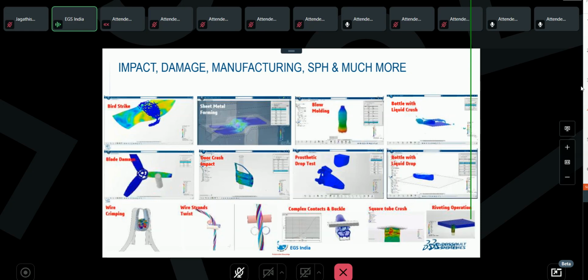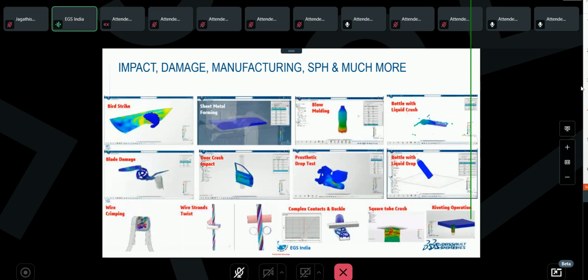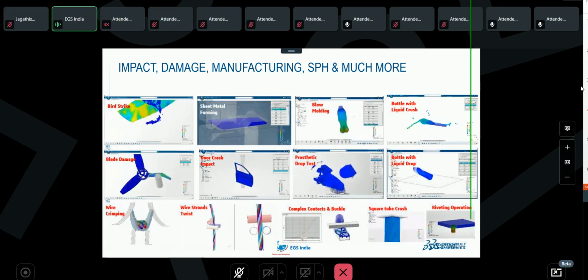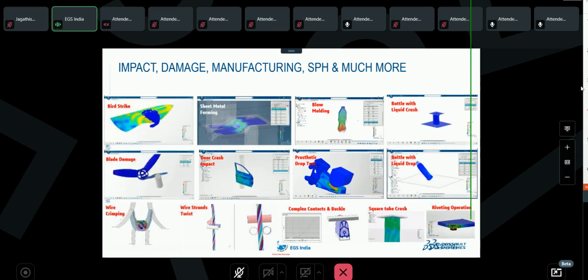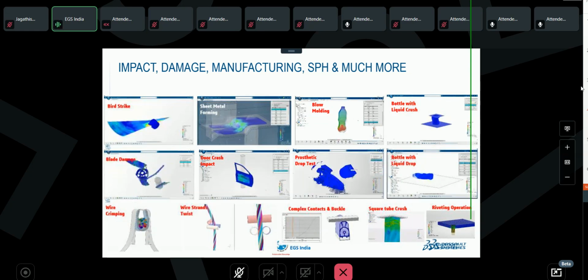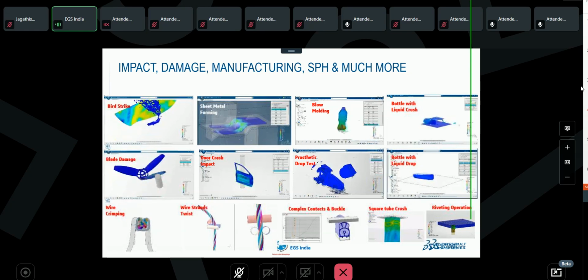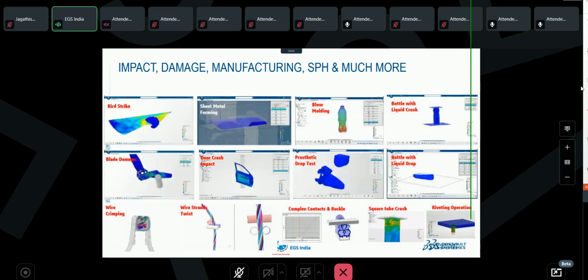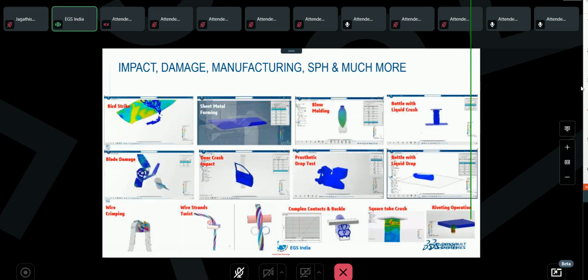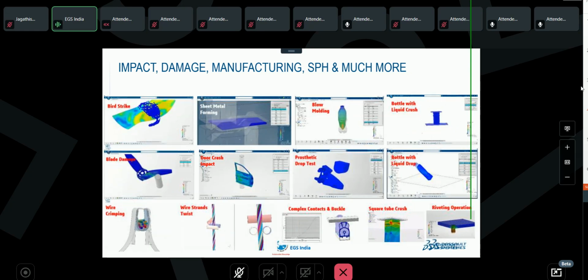And also we can check for any blade damage that has been caused due to a misplacement or misalignment of your drone onto any static structures. So apart from that, we can also do that car door crash impact analysis. So all these kinds of complex problems can be easily analyzed.